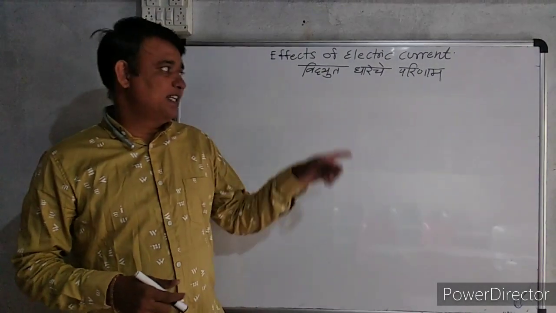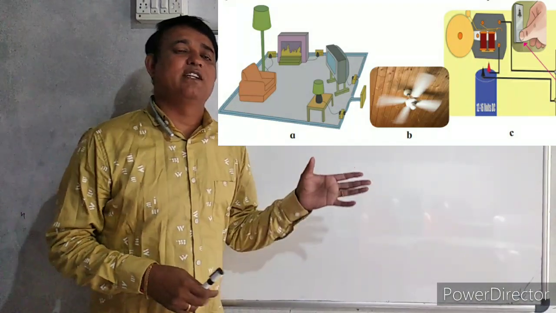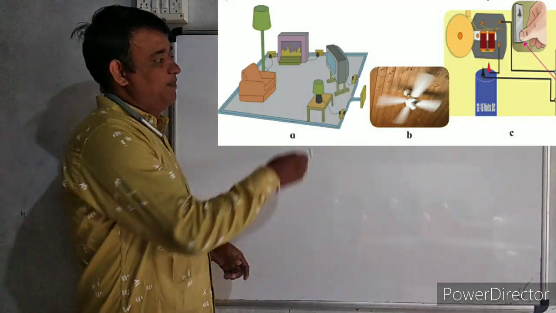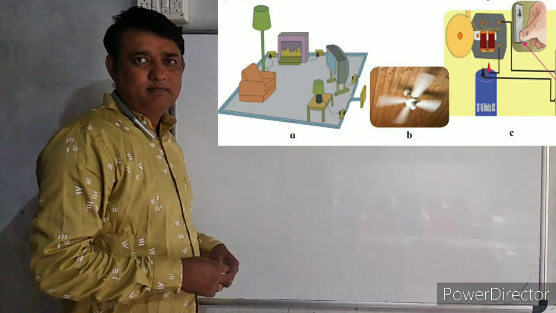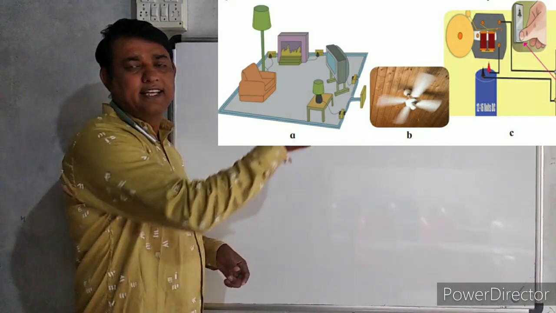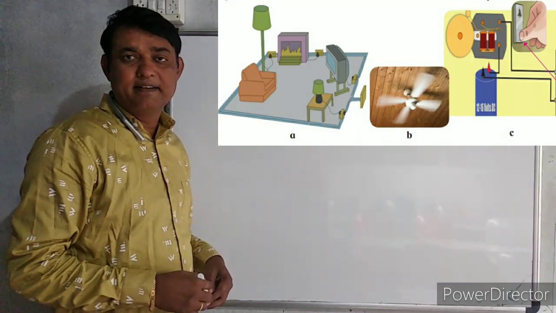Now you can observe the diagram on board. There are few household things which are run on electric current. In first, oven is there, lights are there, TV is running. In second picture fan is rotating, and in third picture electric bell is there.